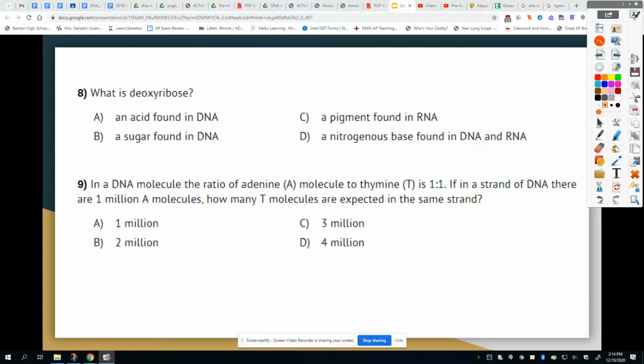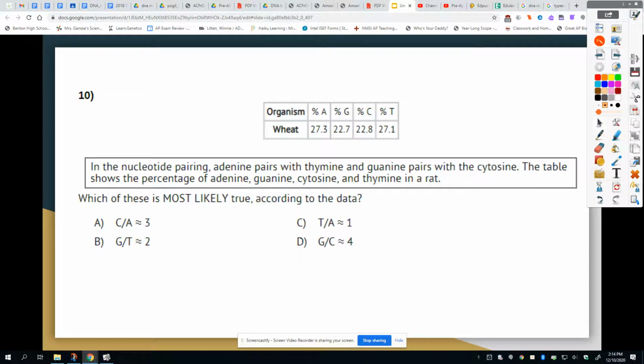Hopefully you're doing well so far. Number 10 said in the nucleotide pairing, adenine pairs with thymine and guanine pairs with cytosine. The table shows the percentage of adenine, guanine, cytosine, and thymine in a rat, and we want to know which of these is correct.